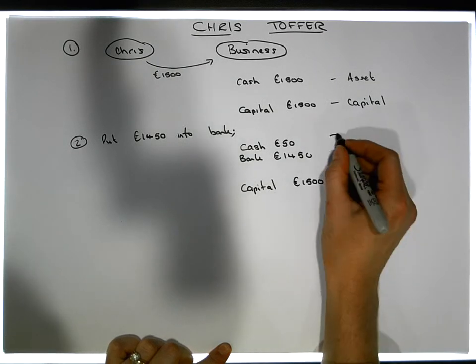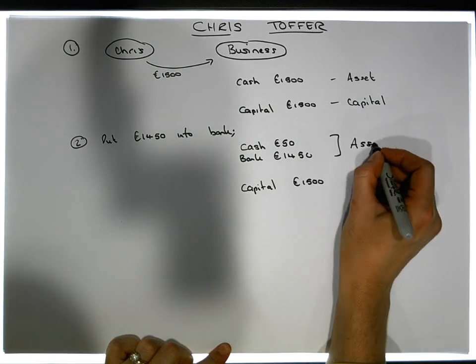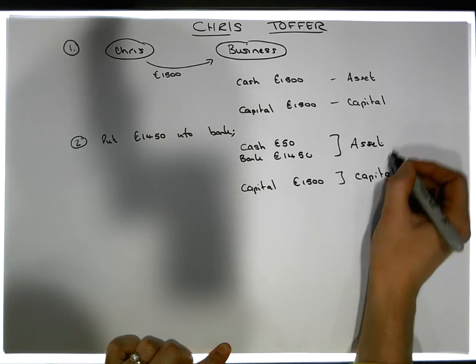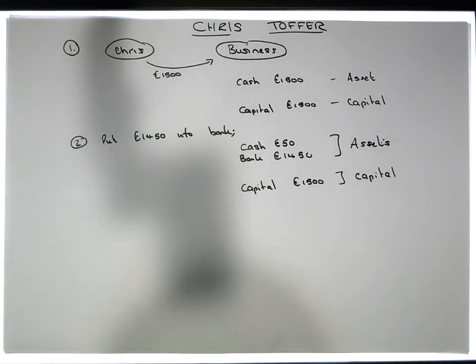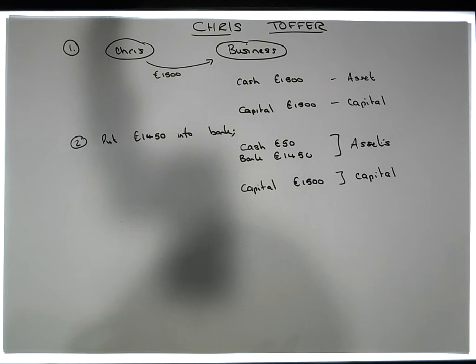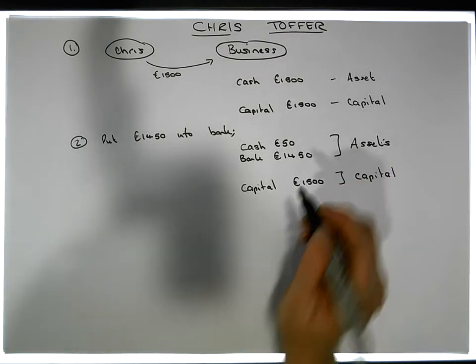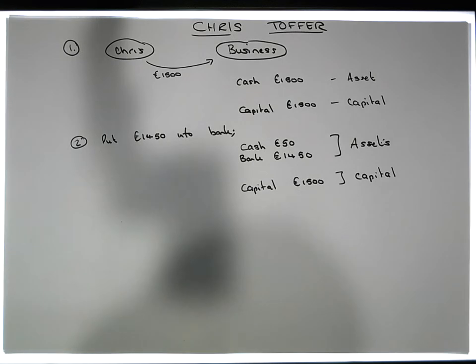So again, his assets equal his capital. In that example, he has converted one form of asset into another. He has taken the sum of cash and put it into the bank. So you can see that the bank balance was impacted, and so was the cash balance. And as you will see as we move through these examples, every transaction will impact two items.